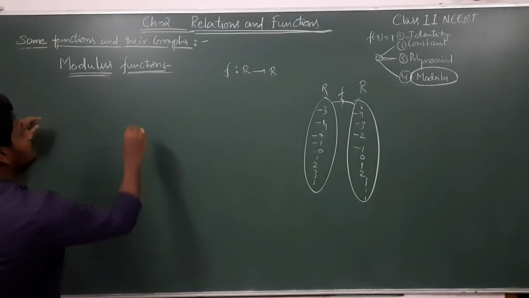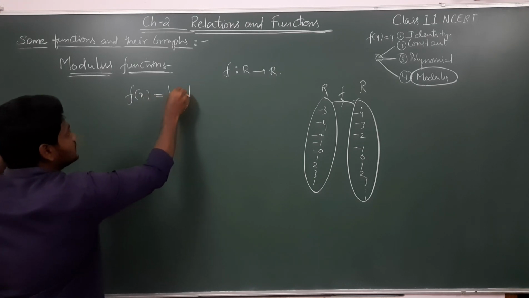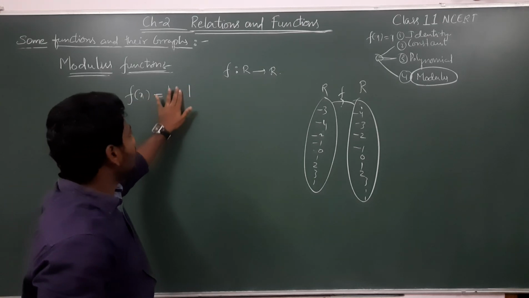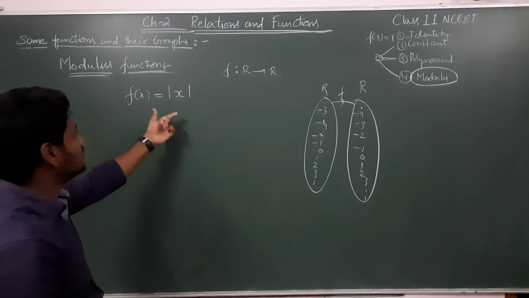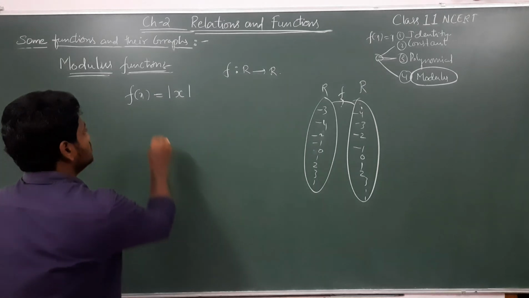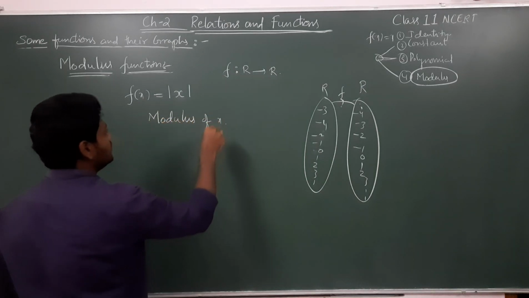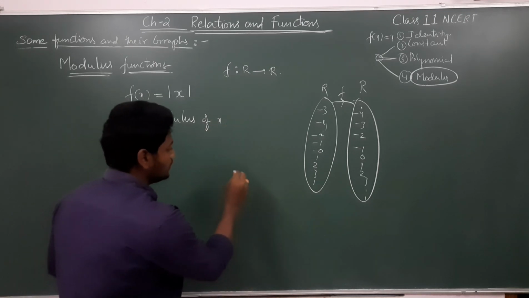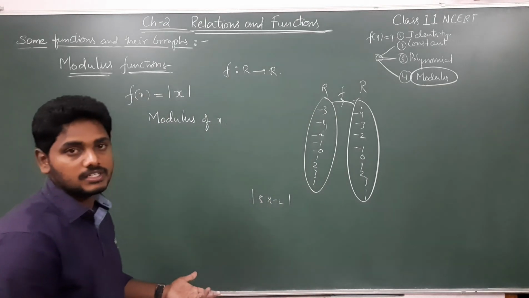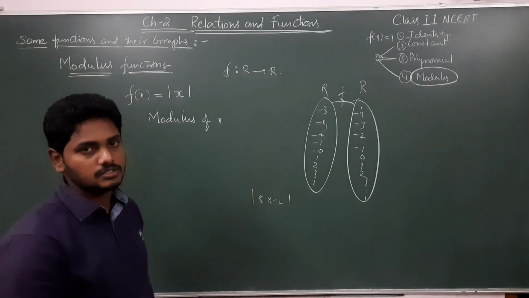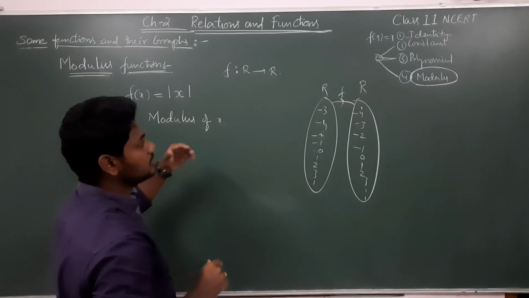That modulus function will be denoted by this symbol: two parallel lines, and in the middle we write x. This is read as modulus of x. Nothing but the modulus function. For example, if in those two parallel lines you write 5x minus 2, this is also a modulus function, modulus of 5x minus 2. Now, for that modulus function, what is the domain, what is the range?